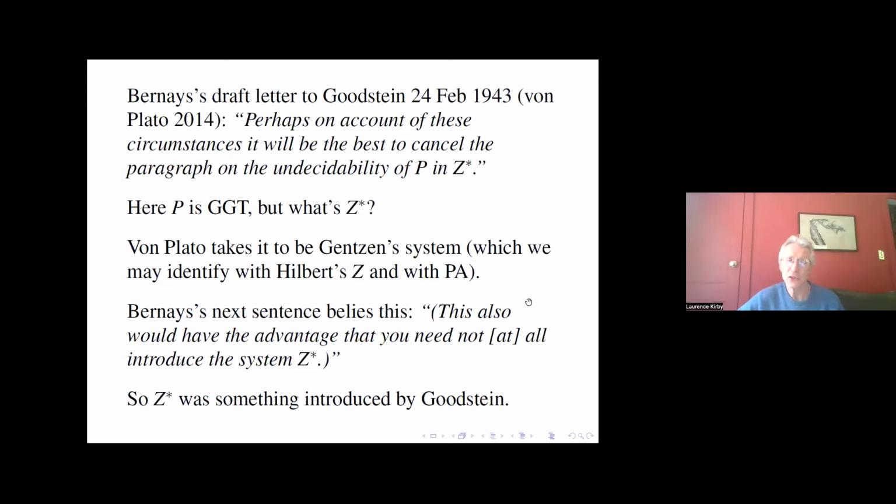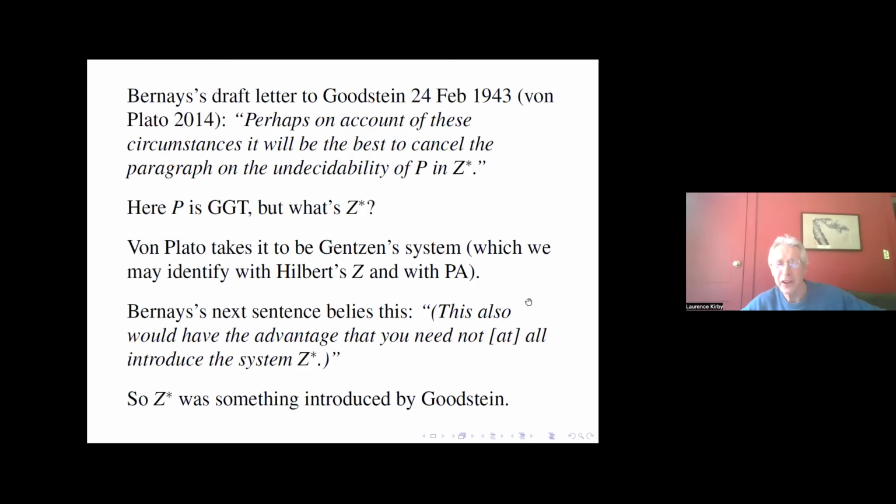And here, P is Goodstein's name for Goodstein's theorem. But what does Z star mean? It's unlikely to mean anything we could regard as first order arithmetic. Von Plato does take it to be the Gentzen system, which we can identify with Hilbert's Zylon theory, with first order PA, and with what they called elementary number theory. But of course, GGT makes no sense in that language.